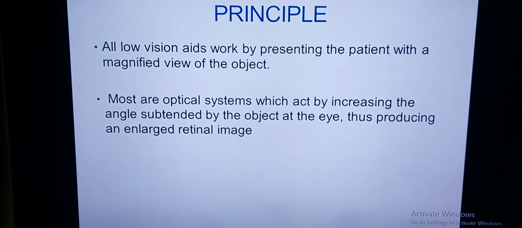Now the principle is that all the low vision aids work by providing the patient with a magnified view of the object so that they can see the objects very clearly. Most are optical systems which act by increasing the angle subtended by the object at the eye, thus producing an enlarged retinal image.